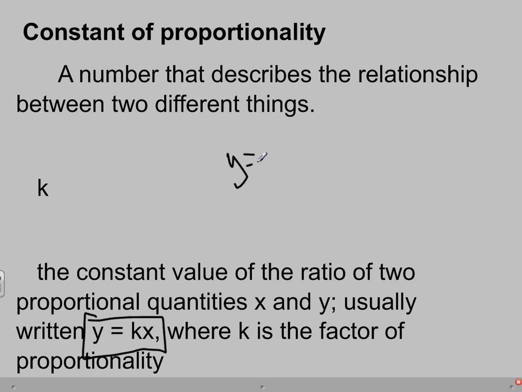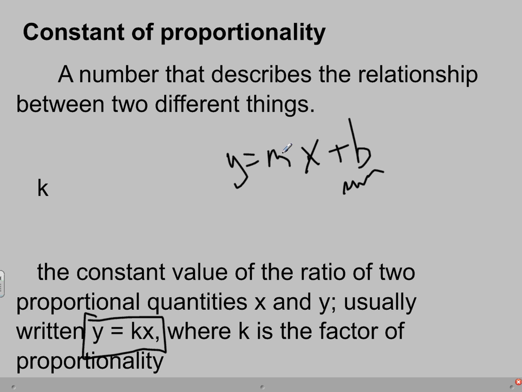Notice that it's very similar to y equals mx plus b, except instead of an m, it's a k, and there is no b in our proportional equation. K and m, guys, honestly, they're incredibly similar. They both describe the slope. They describe how steeply a number increases.